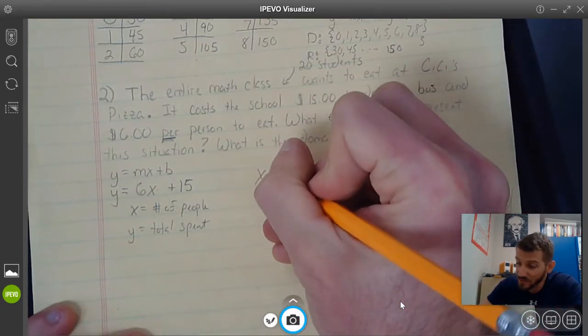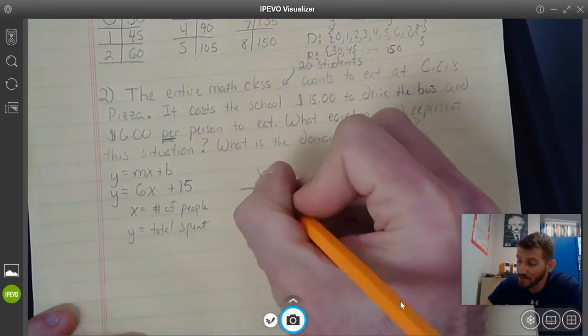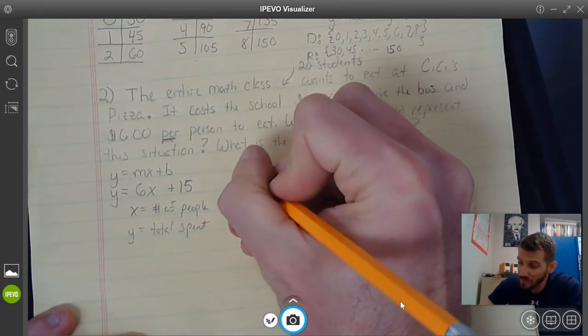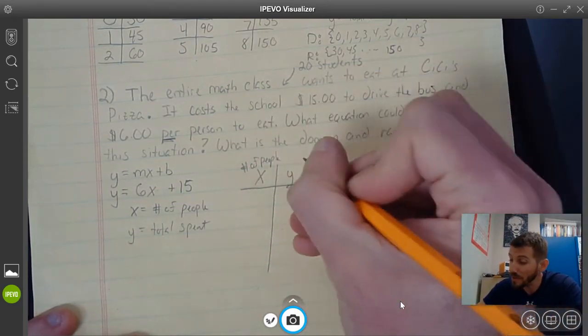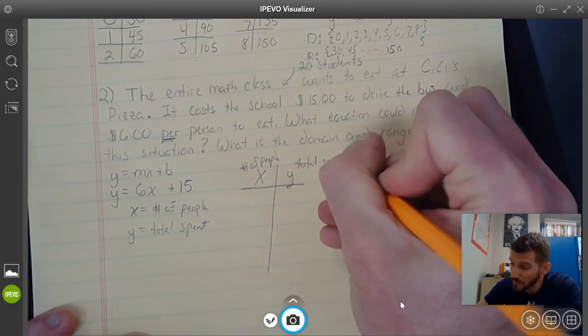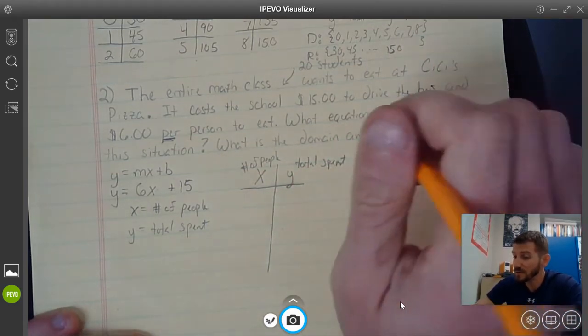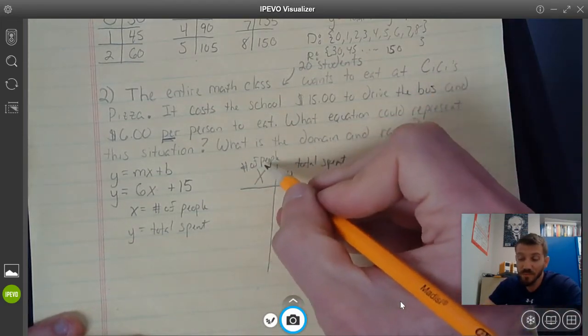Okay, so let's write an accurate domain and range. So again, X and Y. X again was number of people, and Y represented our total spent. Okay, so what's an accurate domain and range of this problem? Well, what would happen? How many number of people could go?